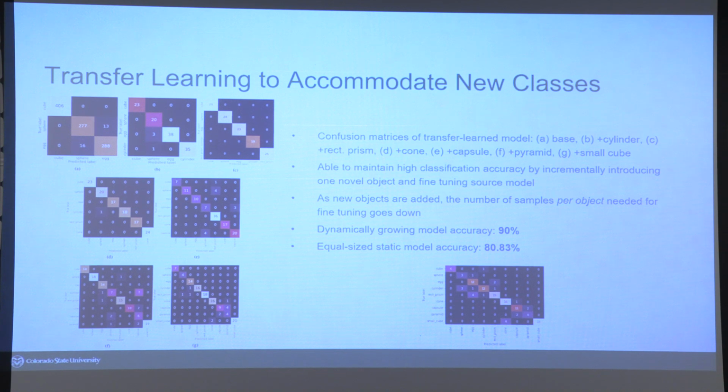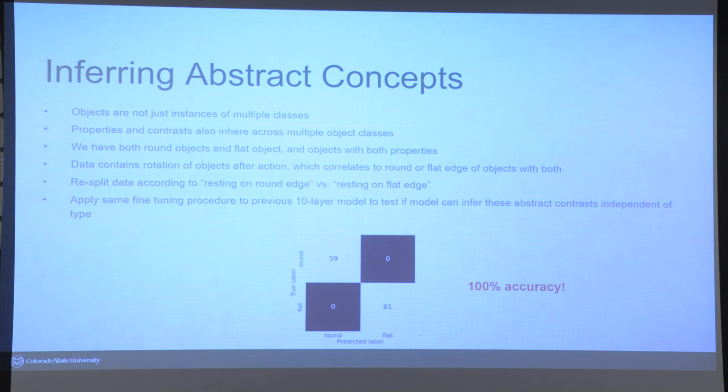Then we trained the same model architecture on all of the data at once and found that the best accuracy that we could get was about 10% less. So this way of incrementally adding concepts appears to be able to model some important distinctions. So what are those? We know that objects are not just instances of multiple classes. We also find that there are these properties and contrasts that adhere across multiple object types, as I discussed earlier. So obviously we have both round objects and flat objects, then we have these cases of, say, cylinder and cone that have both of those aspects.